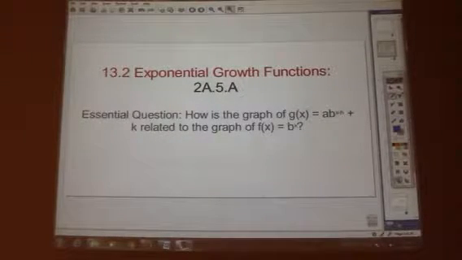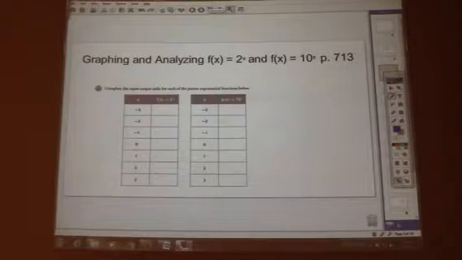13.2 Exponential growth functions. Essential question: how is the graph g of x equals a·b^(x minus h) plus k related to the graph of f of x equals b to the x power? We're going to start on page 713 in your book.